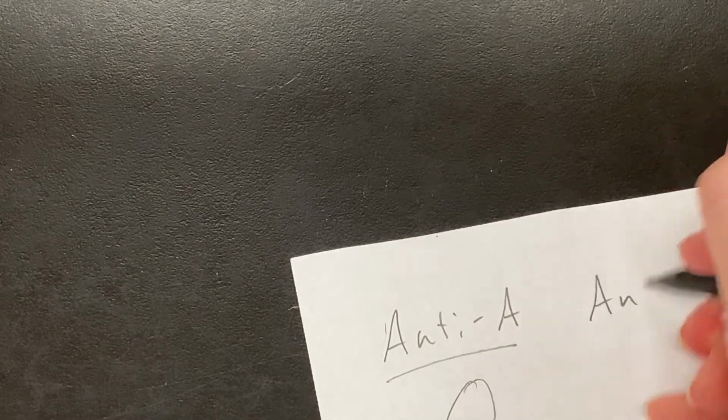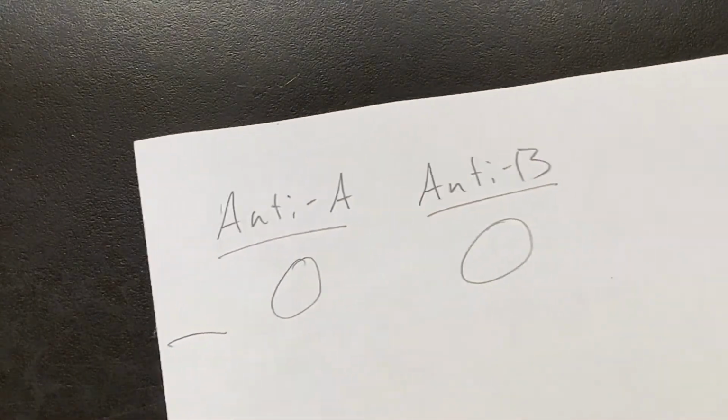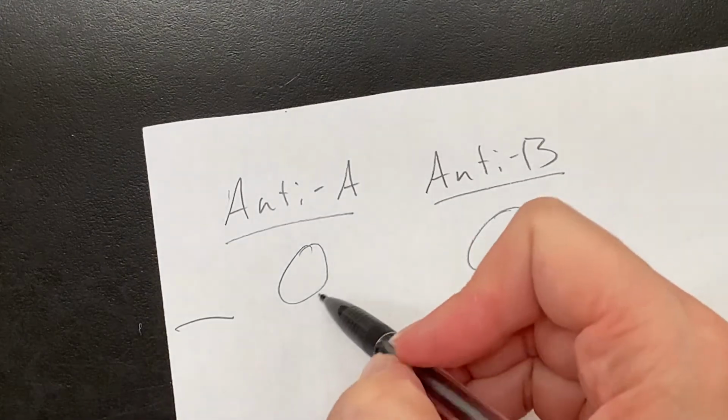Zoom in and walk you through this. We make a well of anti-A fluid and anti-B, and then we put a sample of blood in it. Yeah, I should get that on screen, sorry.